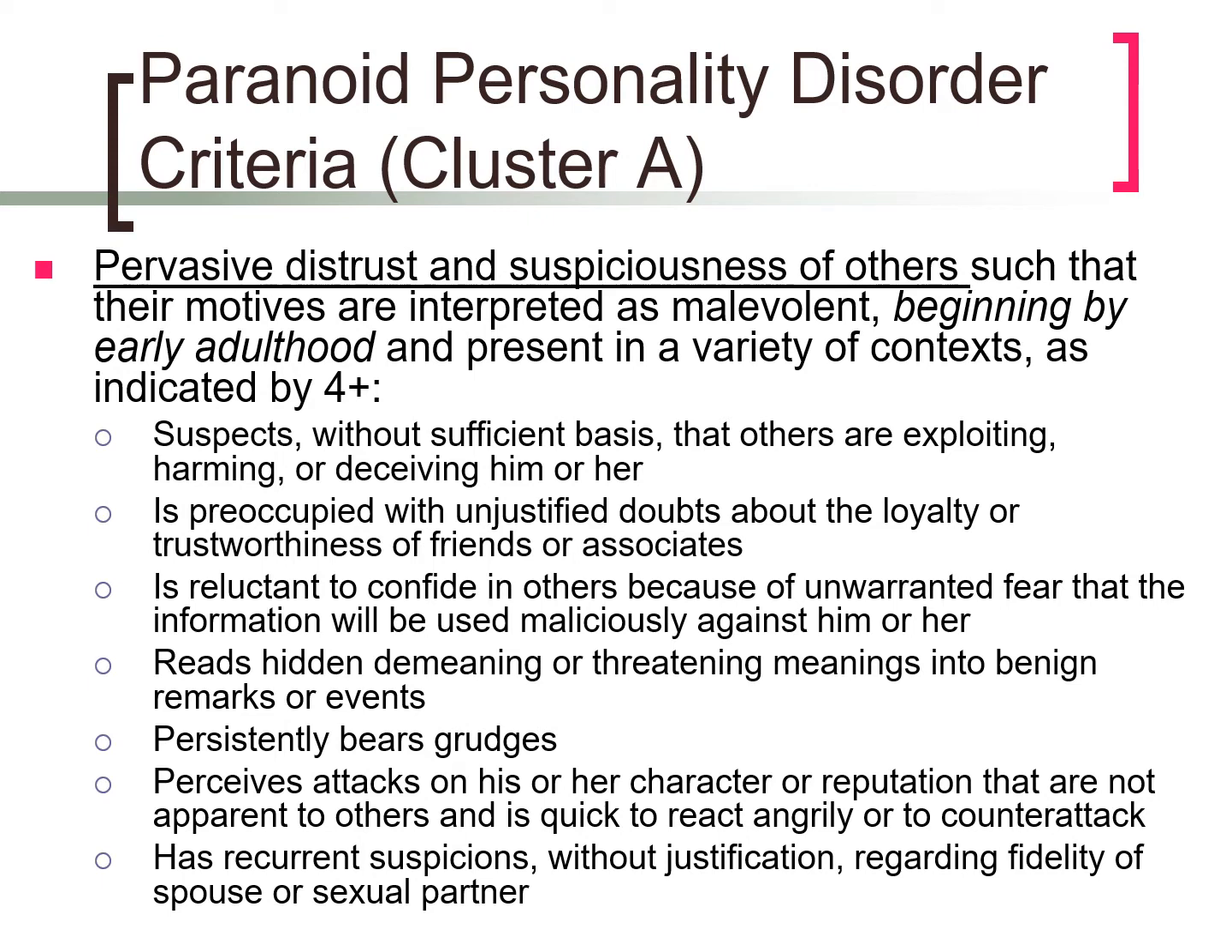Although one of the criteria for paranoid personality disorder is that the person suspects that their sexual partner is not being faithful, which sounds like delusional disorder, jealous type. Again, for this disorder, it's simply a suspicion. They're not absolutely convinced that their partner is cheating on them, which would be the case for delusional disorder. That is one way to separate out paranoid personality disorder from a psychotic disorder.